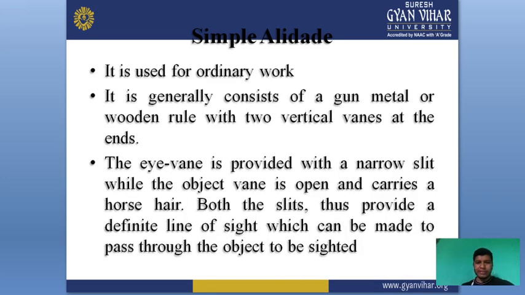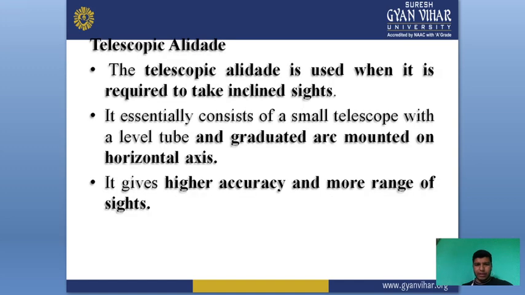It generally consists of a gun metal or wooden rule with two vertical vanes at the end. The eye vane is provided with a narrow slit, while the object vane is open and carries a horsehair. Both the slits thus provide a definite line of sight which can be made to pass through the object to be sighted.